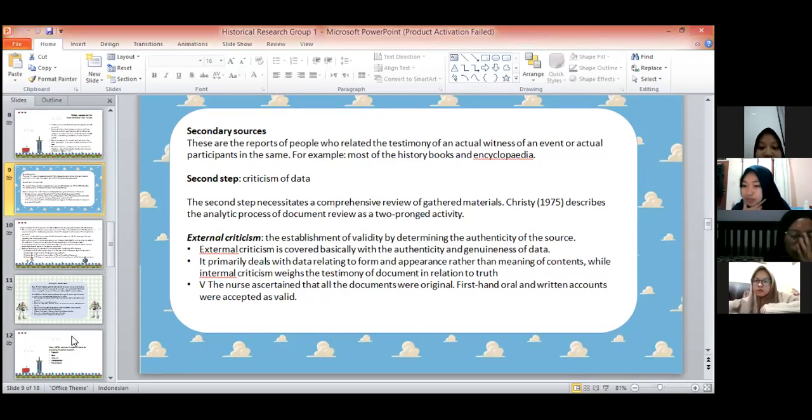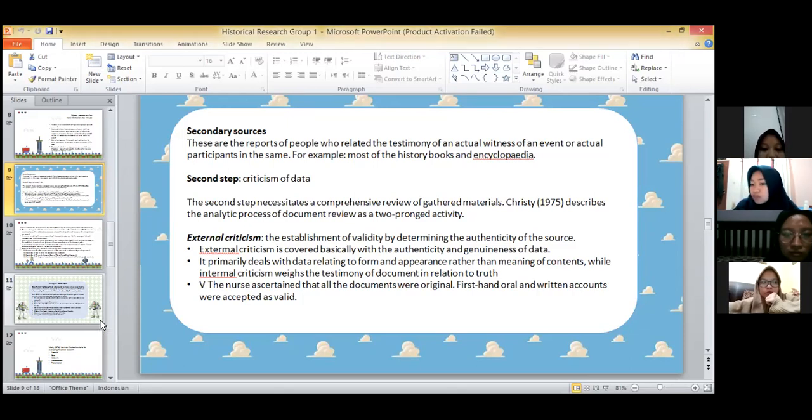Firstly, 1975 described the analytic process of document review as a two-pronged activity. The first is external criticism, the second is internal criticism. External criticism is the establishment of validity by determining the authenticity of the source. It is concerned basically with the authenticity and genuineness of the data. It primarily deals with data relating to form and appearance rather than meaning of content, while internal criticism weighs the testimony of a document in relation to truth.